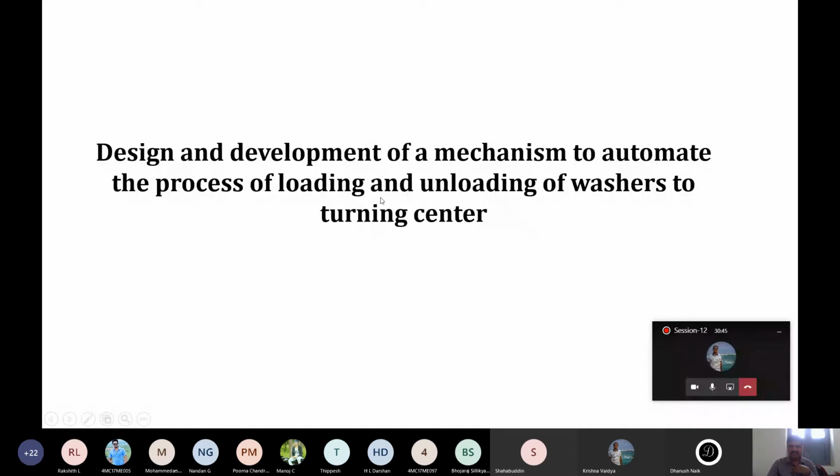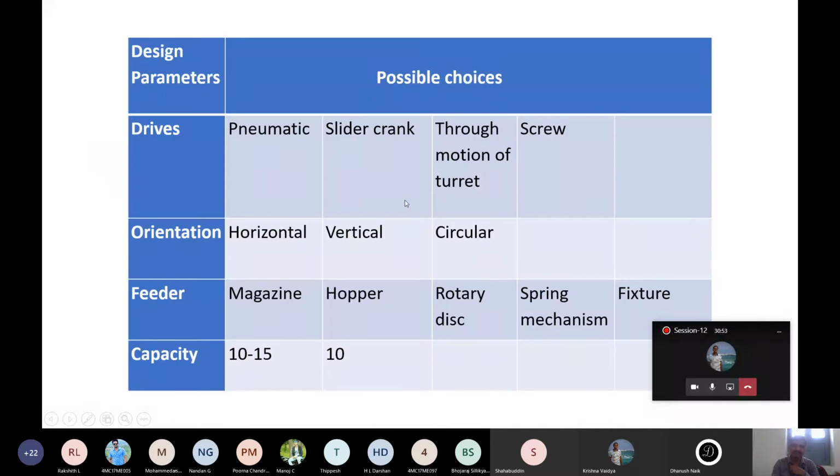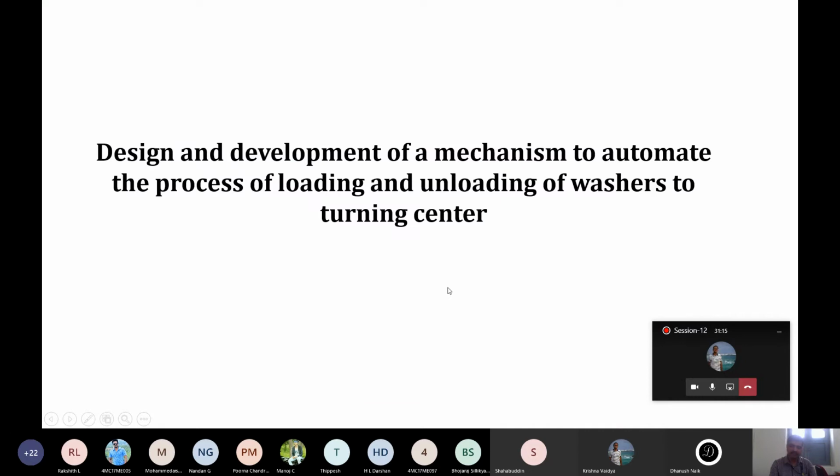Next, this is the project work done by your seniors. This project I guided, so they also made use of this morphological analysis for their project work. If you are thinking about a problem and a solution for the problem for your project work, similarly you can make use of a morphological table in methodology.